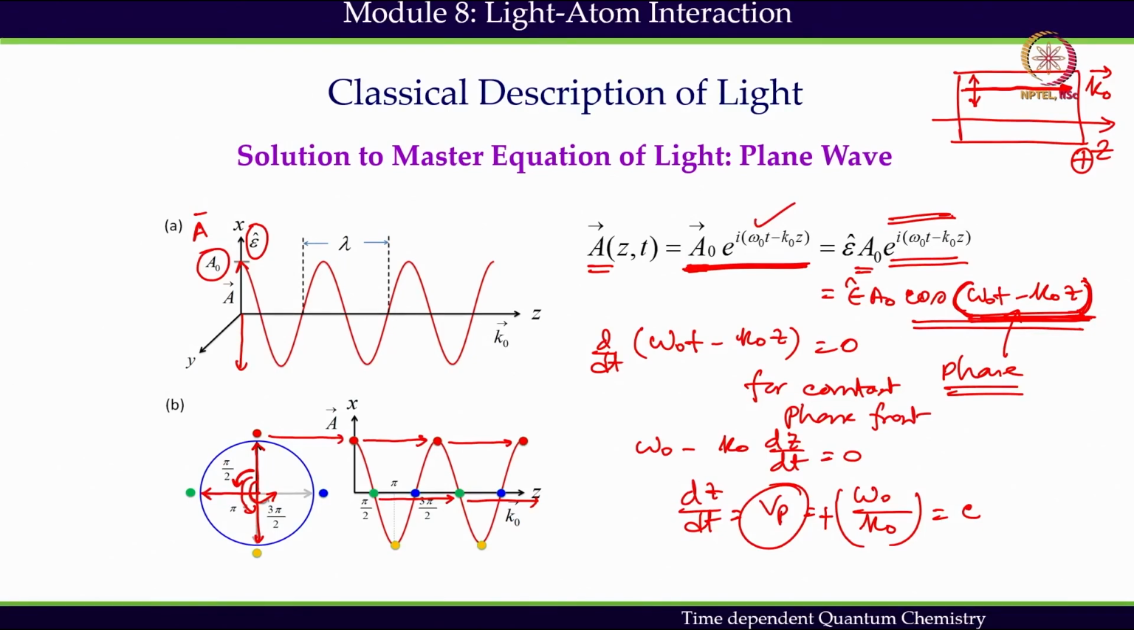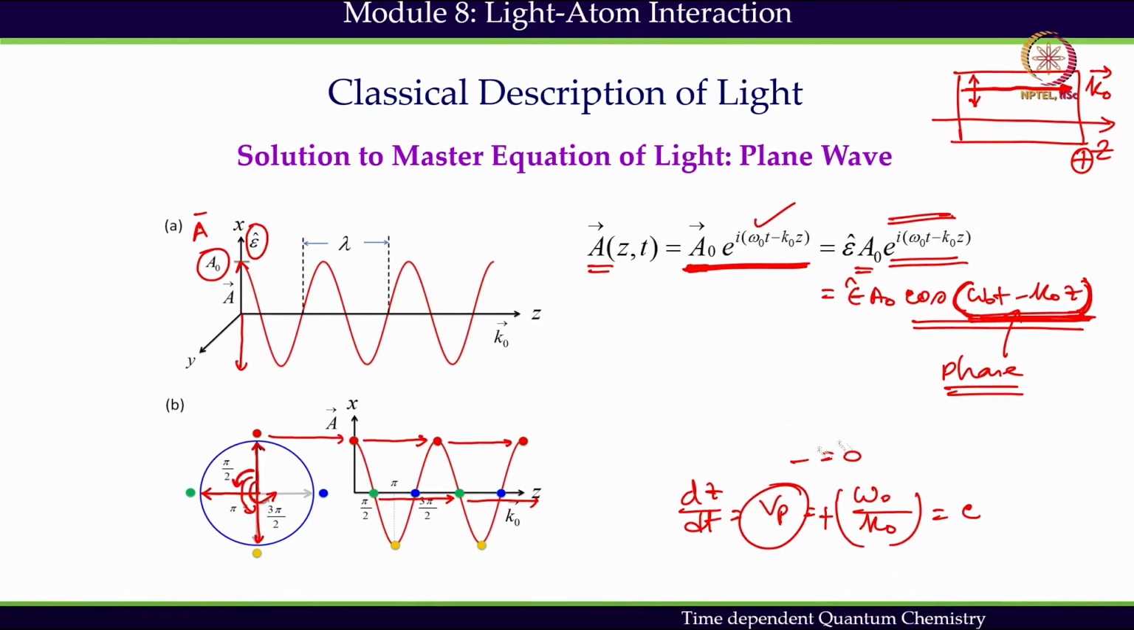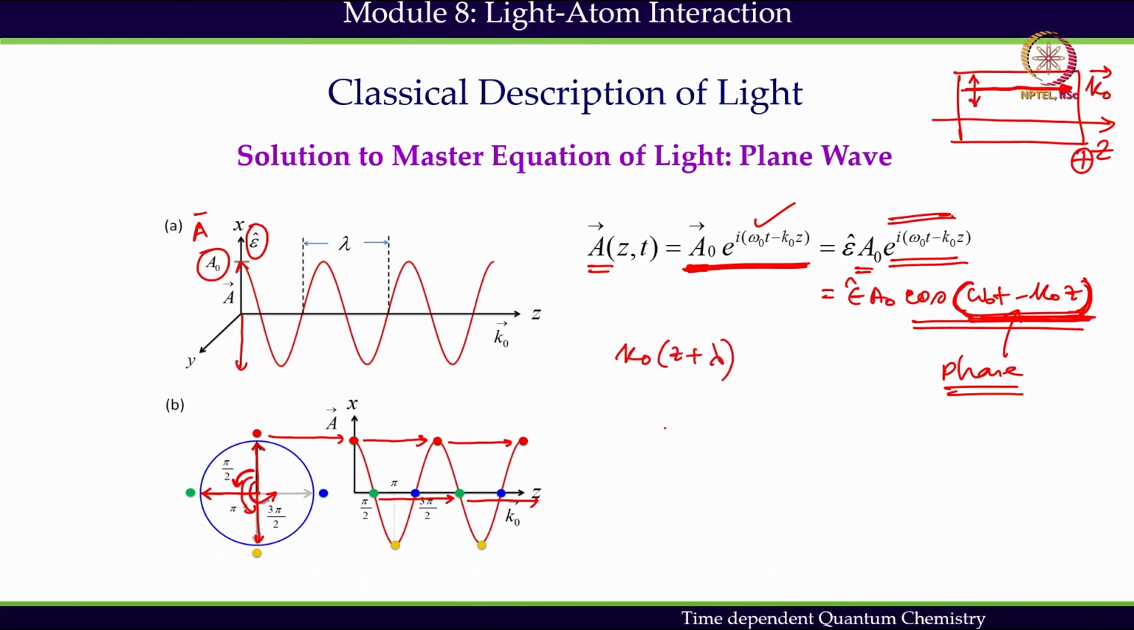Another concept or idea we should clarify here is that if we have lambda, which is the wavelength, if I have this z plus lambda advancement, I call it lambda naught, let's say, z plus lambda naught advancement. Lambda is the wavelength of this wave. So if I have z plus lambda advancement, that means I'm going to have 2 pi angular advancement.